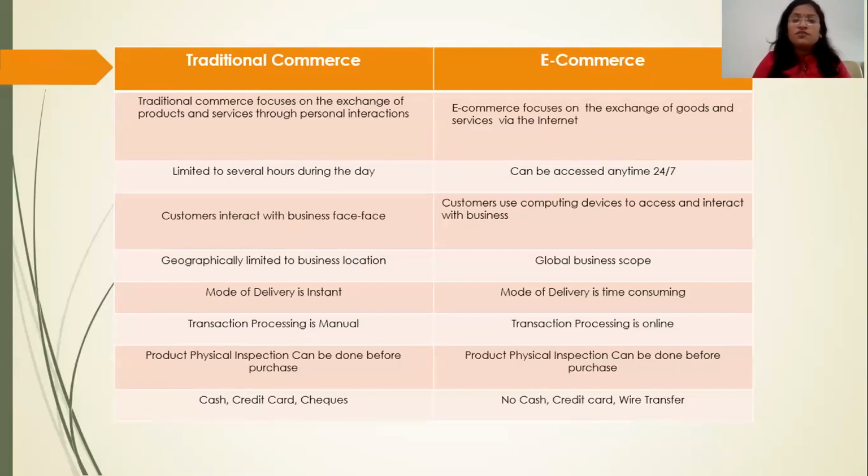For transactions, in traditional commerce, the transaction process is manual. Here in e-commerce, it is online. You can check the product physically before purchase in traditional commerce, whereas in e-commerce you can inspect the product, but only after purchase. Here there are the options of cash, credit cards and checks in traditional commerce, but in e-commerce you need to use an online payment procedure. No cash or wire transactions can be used in e-commerce. So this is all about the difference between traditional commerce and e-commerce.